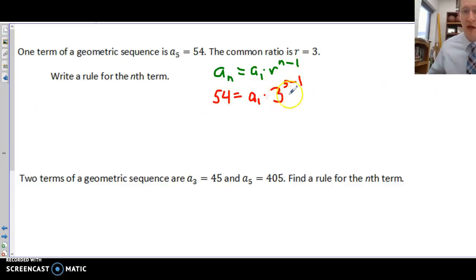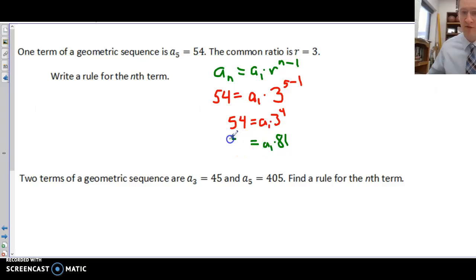Here we go. Now, 3 to the 5 minus 1, well, 5 minus 1 is obviously 4, right? So I'll change that to be 3 to the 4th. So I have 3 to the 4th times something, that's what we're trying to find, that value right there, a sub 1, is equal to 54. So, doing a little algebra, 3 to the 4th is going to be 81. Type it in if you don't believe that. Times something, a sub 1, equals 54.